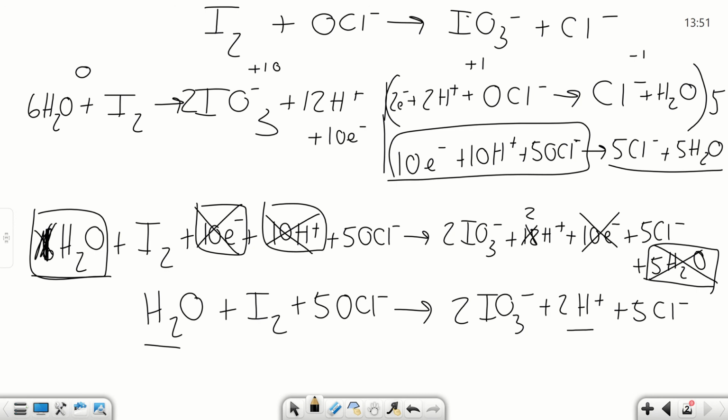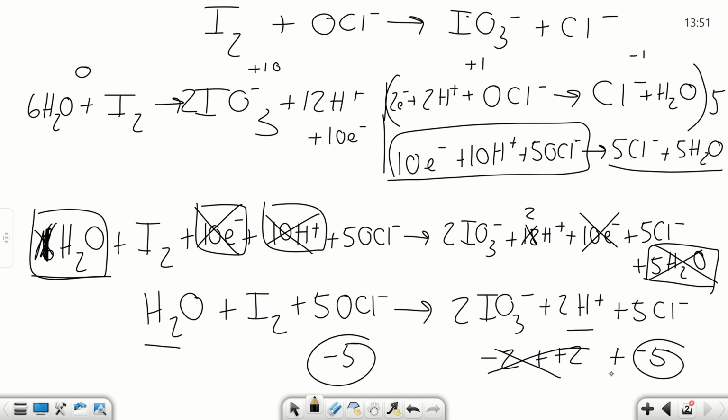All I have over here is 5 OCl minus, so I have a negative 5 charge on this side. On the other side I have a negative 2 charge plus a positive 2 charge, which basically cancel each other out, plus a negative 5 charge. Yay! I am balanced on both sides of the reaction. That's what we're looking for.